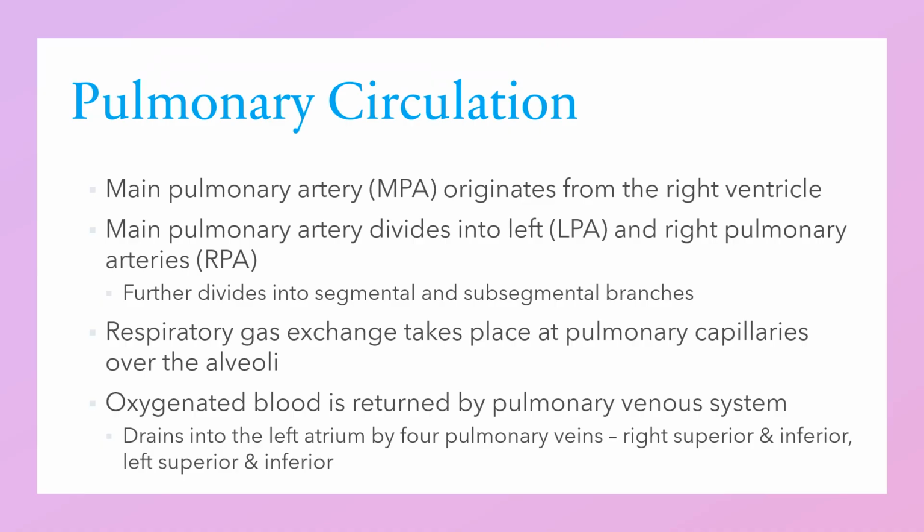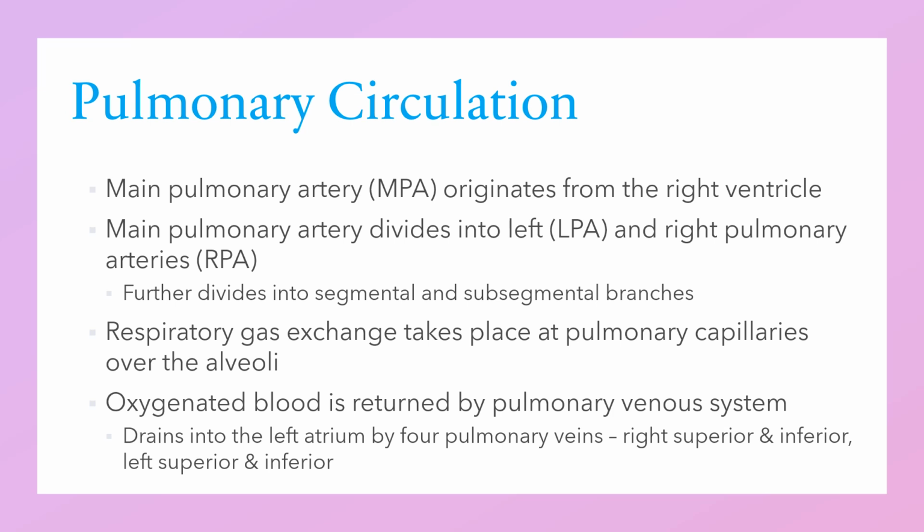The main pulmonary artery originates from the right ventricle. It divides into left pulmonary artery and right pulmonary artery, which in turn further subdivides into segmental and subsegmental branches. Respiratory gas exchange takes place at the pulmonary capillaries over the alveoli.